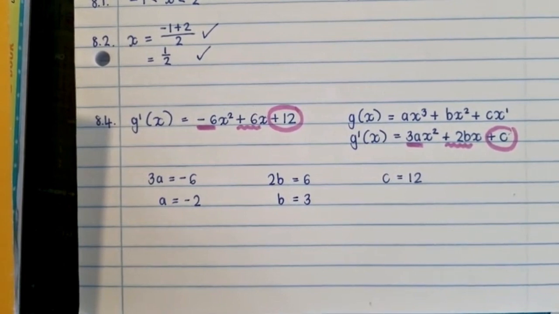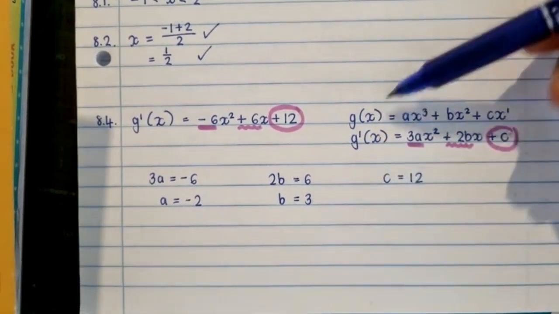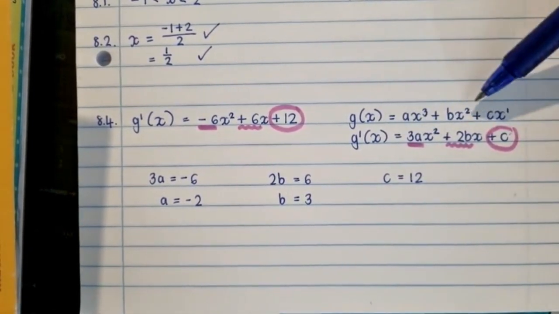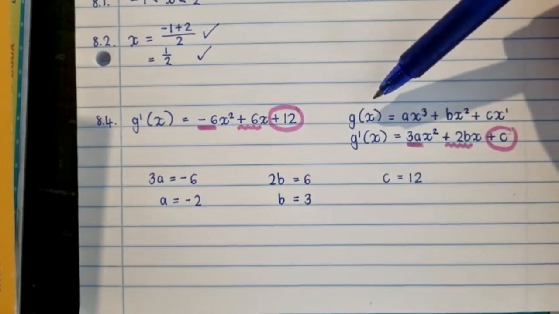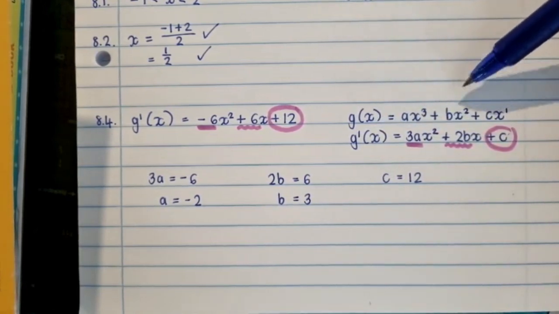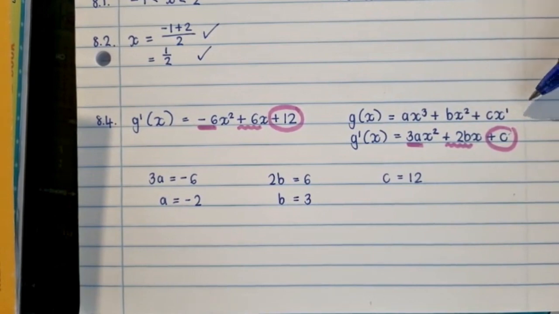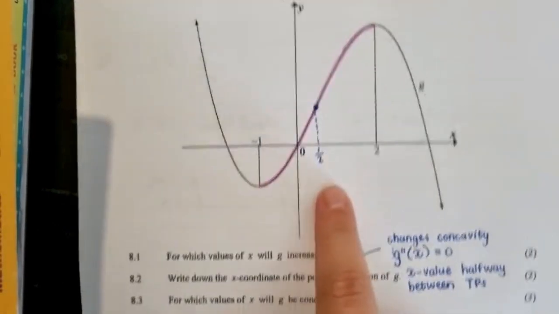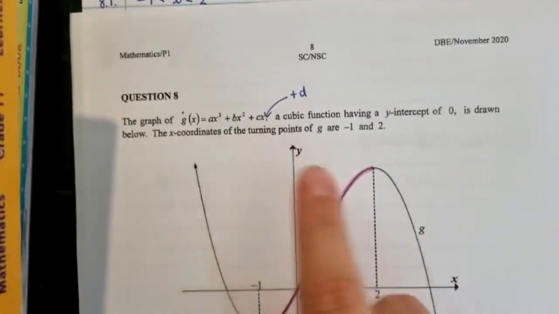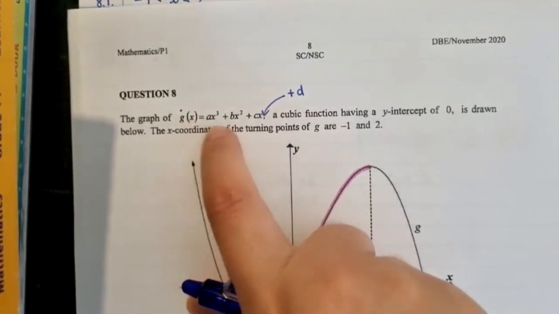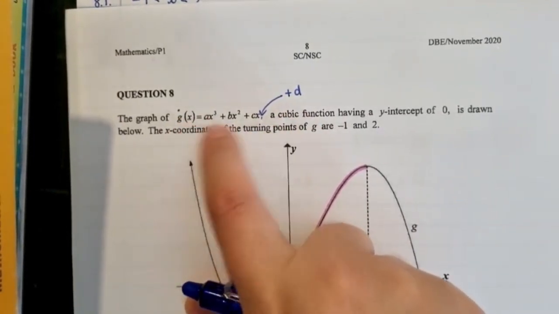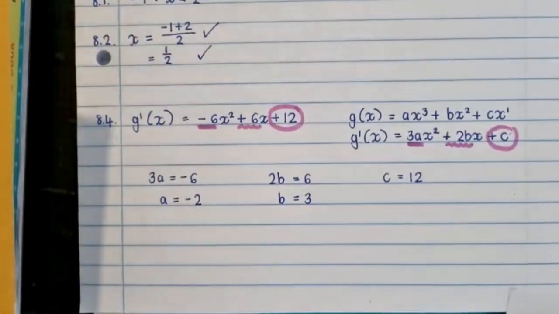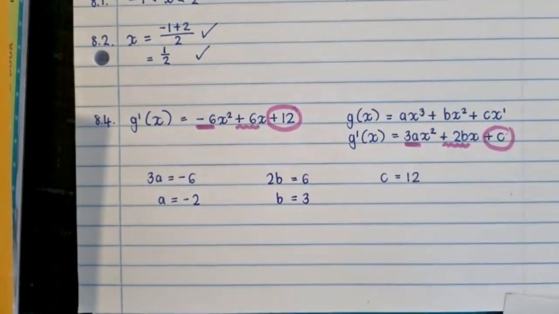Okay, so is this Mario that was asking, what would you do if they didn't give you this form? Well, this is just the standard form of a cubic graph equation. So they didn't actually have to give you this. You have to know that a cubic graph equation is always ax cubed plus bx squared plus cx plus d. Now, because of this graph having a y-intercept of 0, which we can see there, the d value is 0. So they didn't actually have to give you this equation at all. You would have to know.